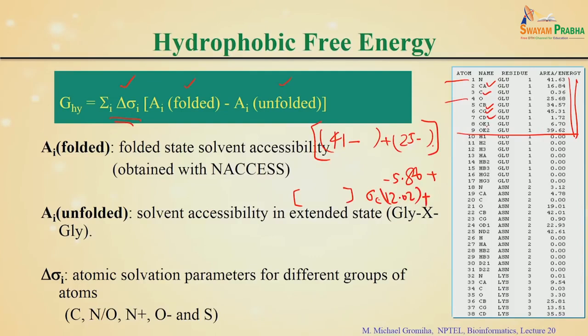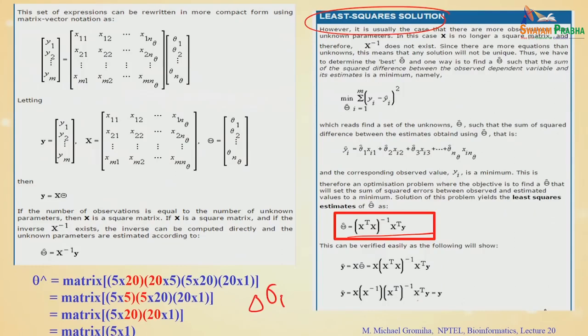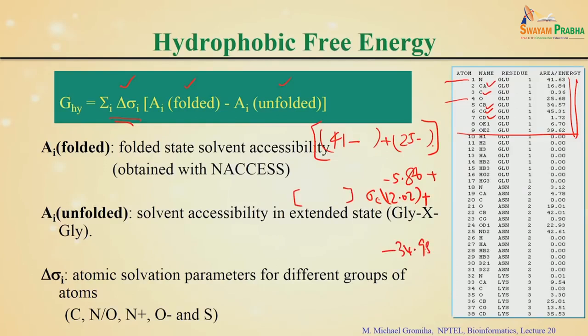you can go for this Y1 and Y2. In this case the value is minus 34.98, and you take the delta ASA of O. So we need the data from the folded states, and for all the 20 residues you have the data in the unfolded states, and for each atom type you get the difference and multiply it with the atomic solution parameters. So this is folded state, unfolded state, multiply, then you will get the values. Do it for all the residues and add up everything together, then you will get the value for GHY for all the atoms in a particular protein.